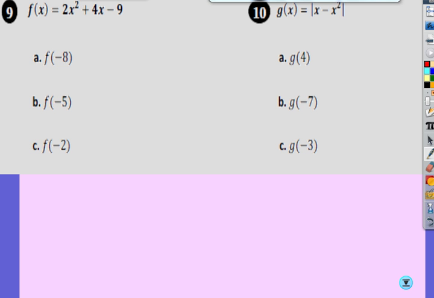Number 10 is a little bit trickier as it's talking about absolute value. Let's go through example number 10 together. Example number 10 says g of x equals the absolute value of x minus x squared. Remember, absolute value just means that the answer must be positive. Watch as I plug in the value for letter A into the expression. Letter A says g of 4. I will put 4 into the expression.